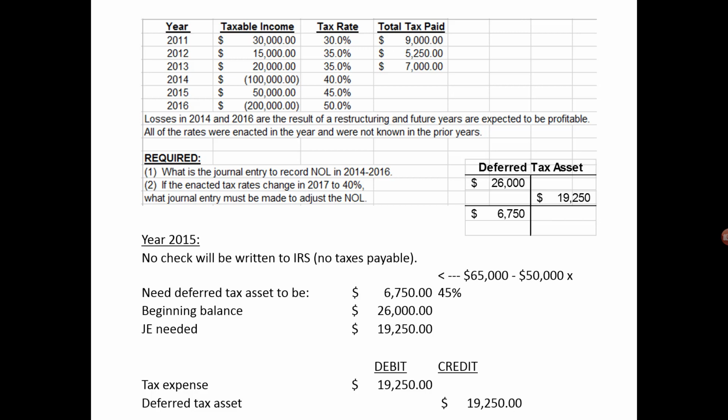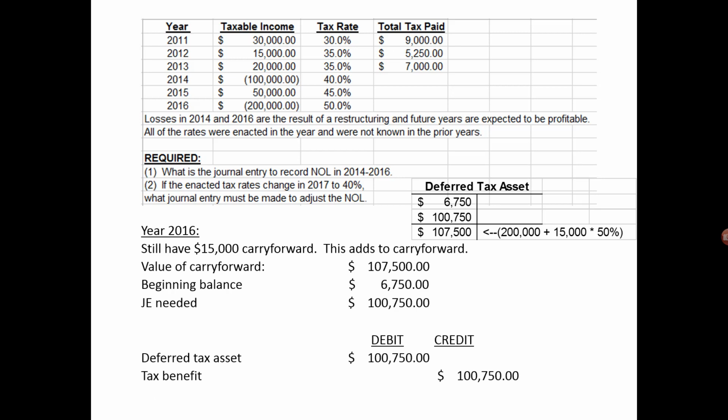So let's do 2016. We still have the $15,000 carry forward, but we also now have a new loss. So we have $215,000 carry forward at a new rate of 50%. So that means that we need a deferred tax asset balance of the $215,000 times 50%, or $107,500. We have a deferred tax asset balance at the beginning of the year of $6,750. And so the journal entry is what's needed to get to the new balance, the difference between those two. So we would debit the deferred tax asset for that amount and credit tax benefit. That's the income tax expense account, which we call tax benefit if you're crediting it.